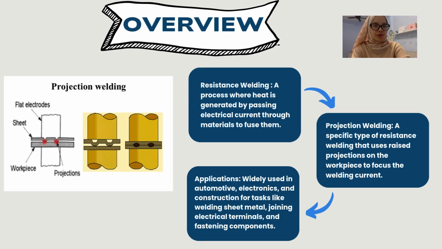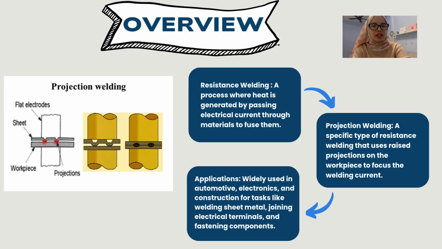Project. Firstly, what is resistance welding? Resistance welding is a widely used process where heat is generated by passing an electrical current through the materials to be joined. This heat, caused by electrical resistance at the contact points, melts the materials and allows them to fuse together. It's commonly used in manufacturing for joining metals quickly and efficiently.